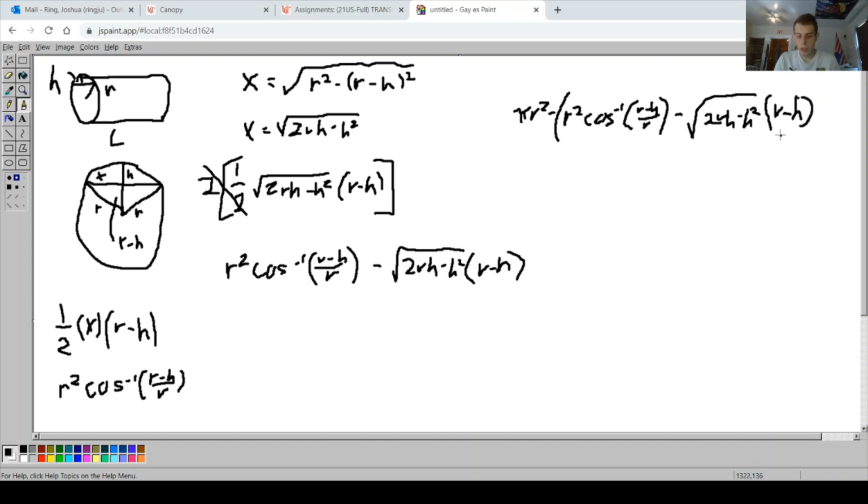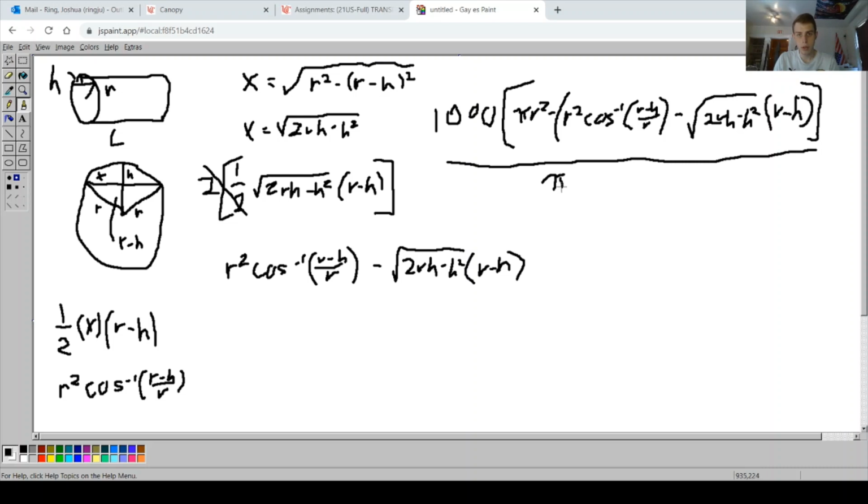So now we are extremely close. Our next step is to multiply all of this by 1,000. And this is the density of the water, which is 1,000 kilograms per cubic meter. And finally, our last step is to just divide by the area of the circle. So pi r squared. And here we go. This is the density of a log floating in water. Thank you very much for watching, and I will see you in the next video.